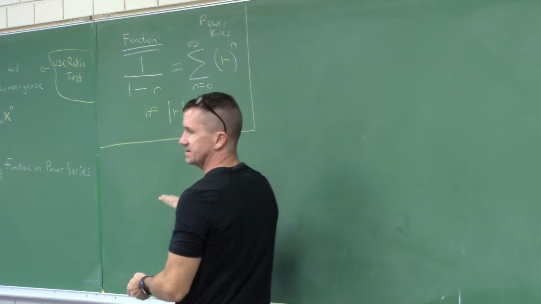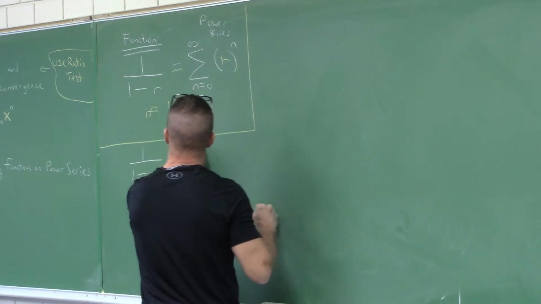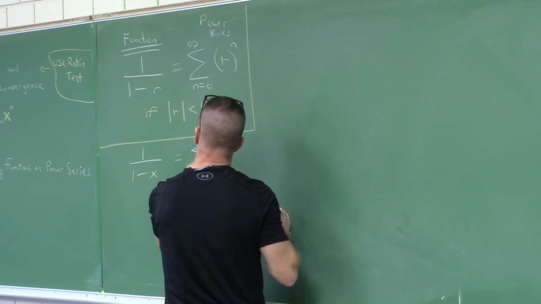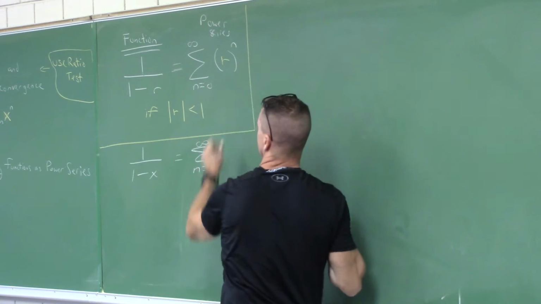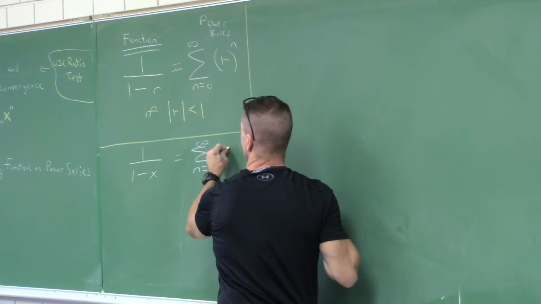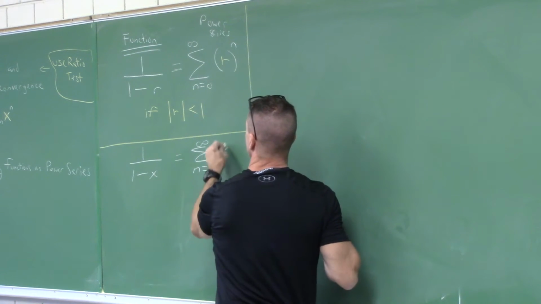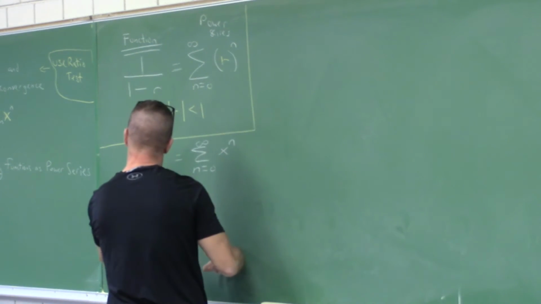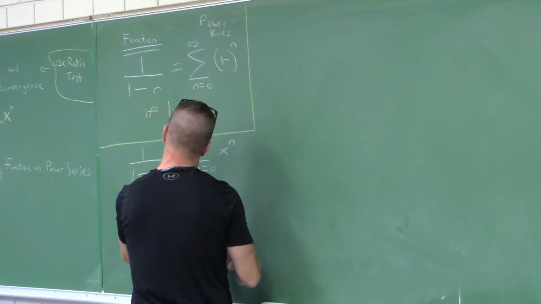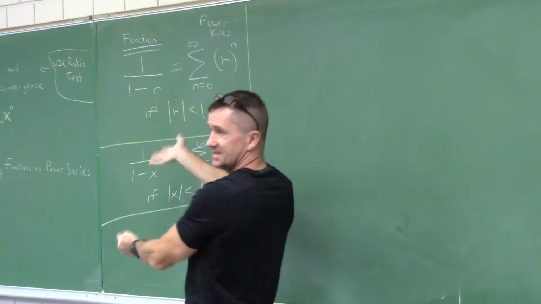Hey, do you want to write this another way? If you don't like my r's, what if we made it an x? What would this equal? So some of you may prefer to put this in your notes. If I change r to an x, how does this play out? Just substitute x for every r. What would you get? x to the n. And then what would this say? If the absolute value of x is less than 1. There you go. This is 11.9.